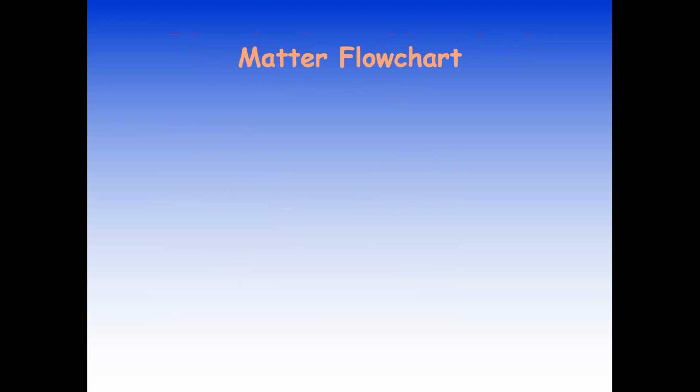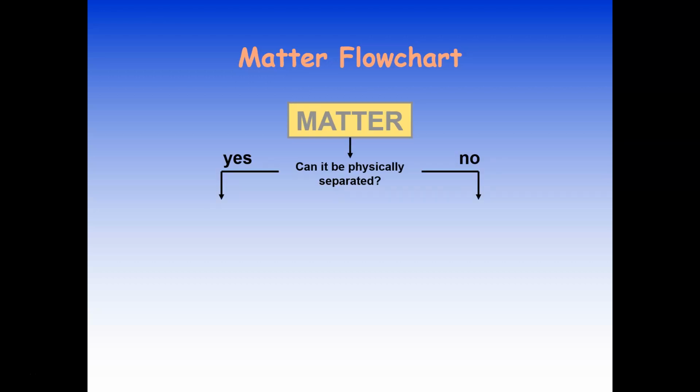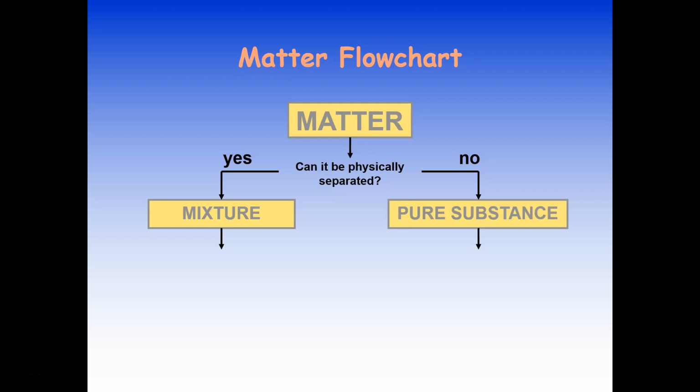So this brings us to our matter flow chart that's kind of combining all of these things together. So we have matter, what we opened our presentation with. And you can ask yourself, can it be physically separated? Could you grind it, cut it, do something? If the answer is yes, that means you have some sort of mixture. If the answer is no, that means you have some sort of pure substance, like an element on the periodic table.